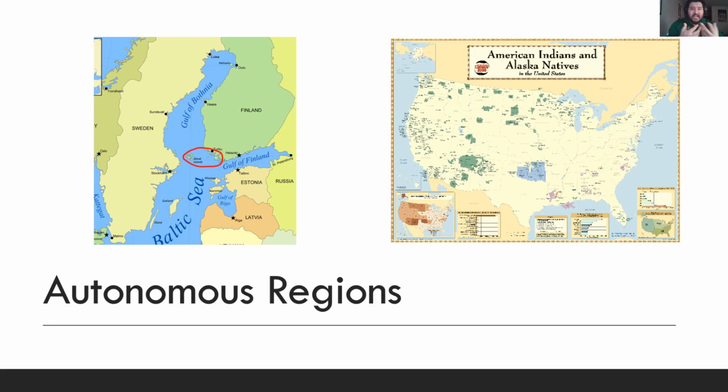And we also have things like autonomous regions, which are usually tied to a specific culture, and have been developed for different reasons.